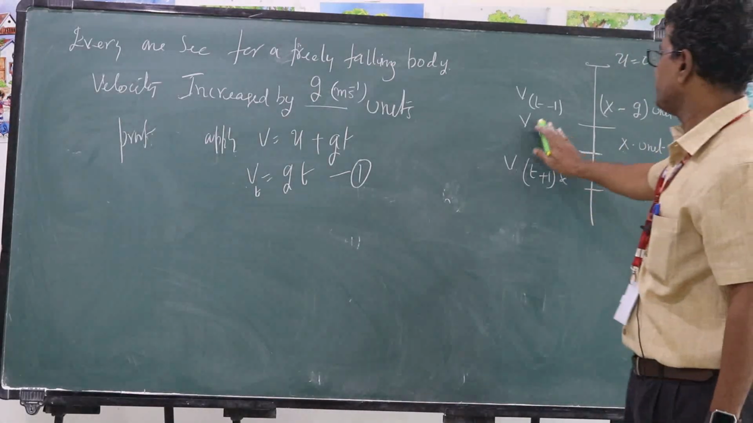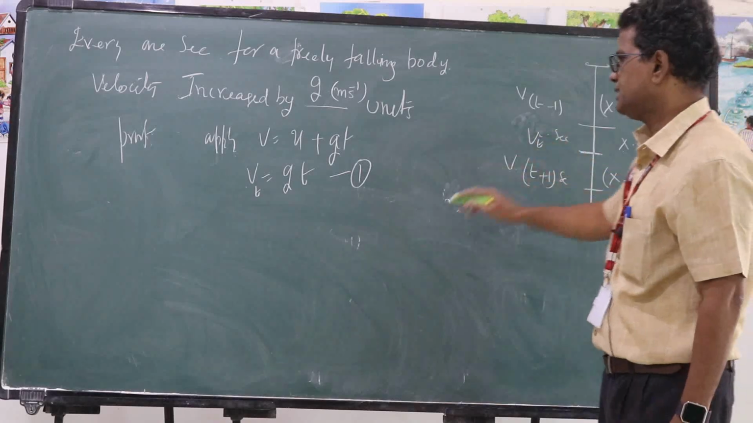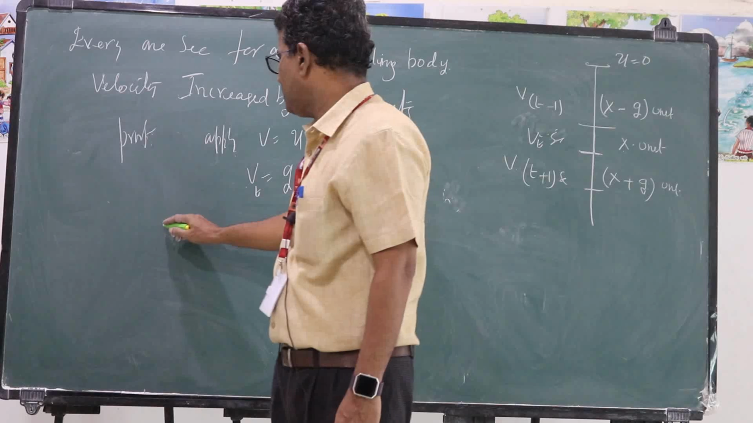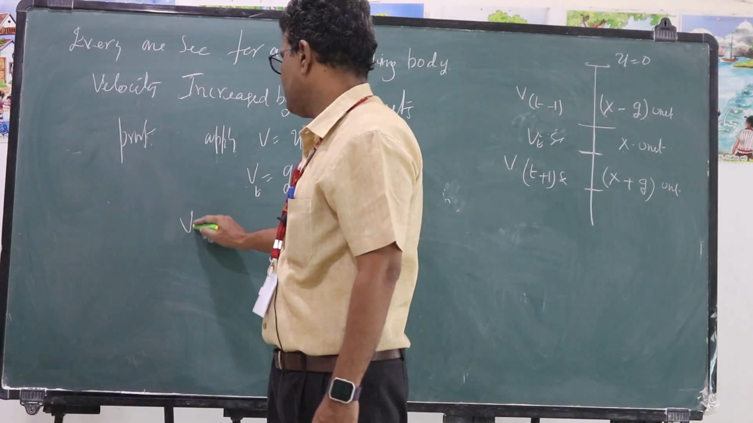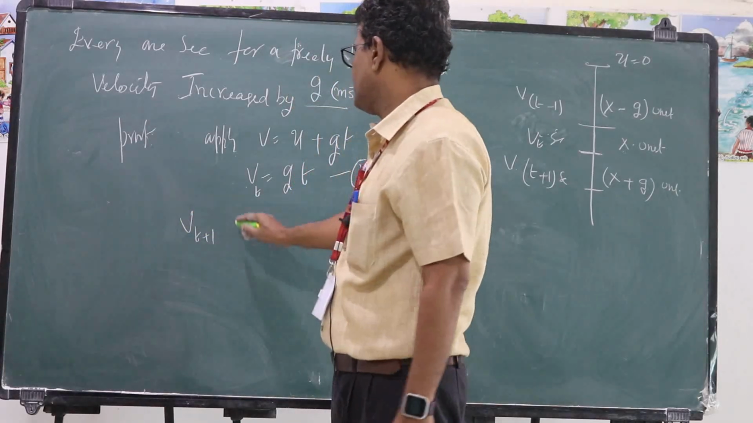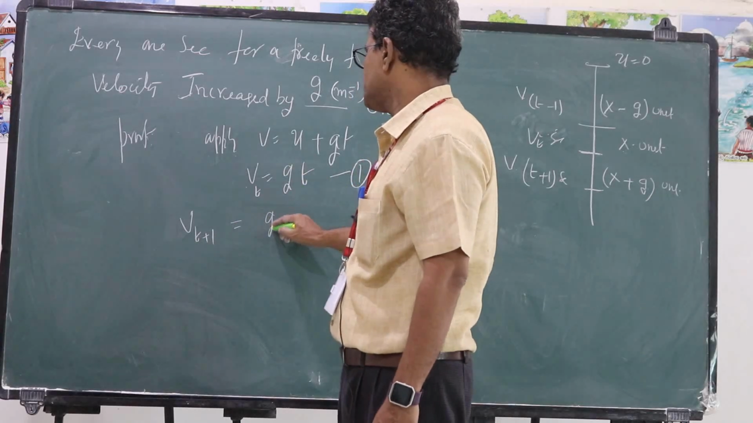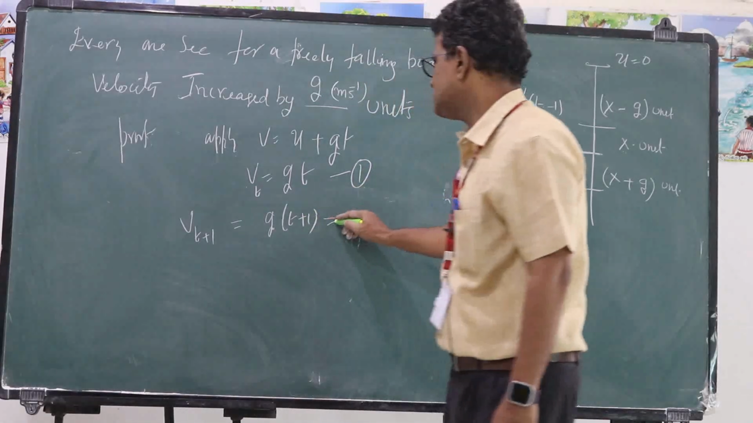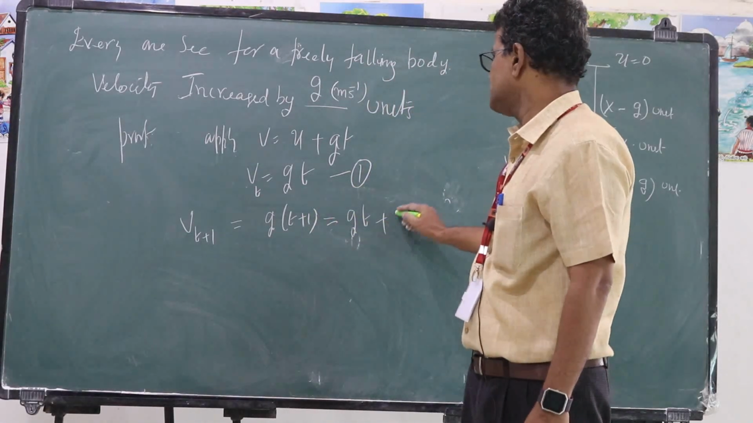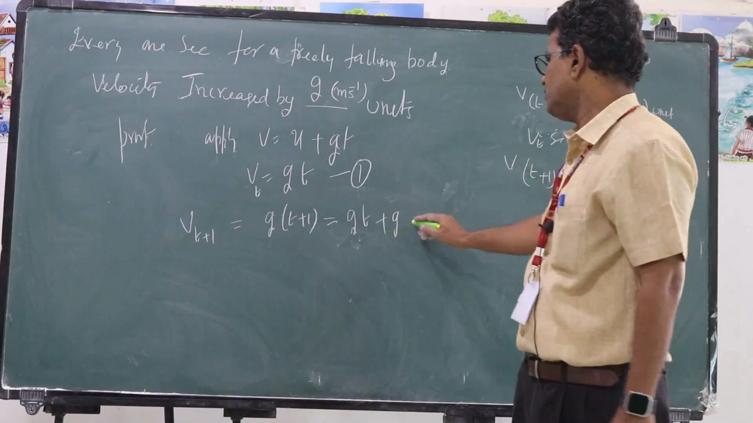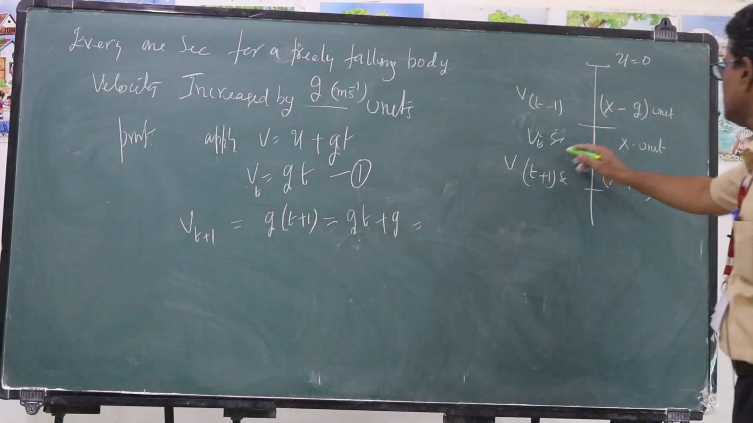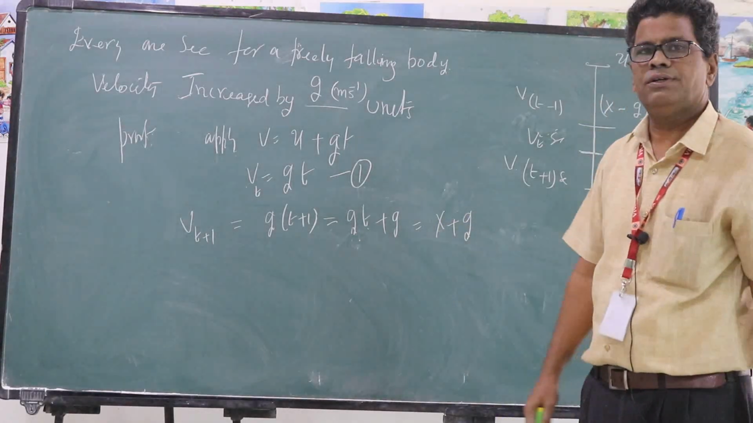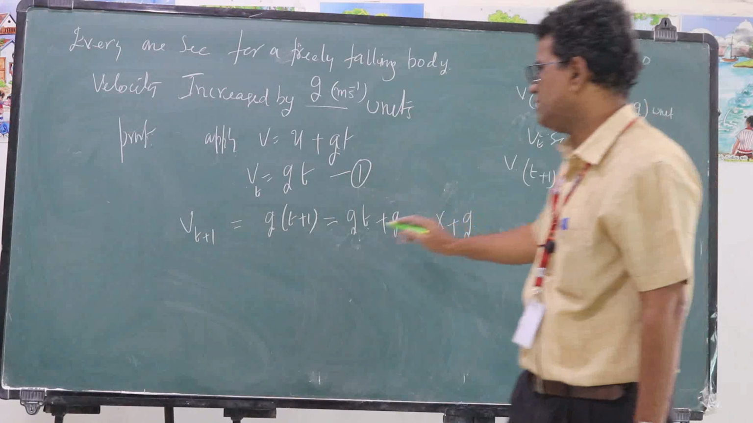This is v_t, velocity at t seconds. You call it equation 1. Velocity after 1 second, that is velocity at t plus 1 seconds, I want. So u is 0, instead of t you write t plus 1. So this can also be written as gt plus g. Gt, I take it as x units, so x plus g units. That is velocity incremented by g units.